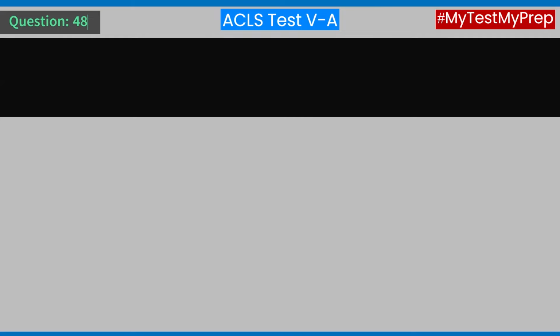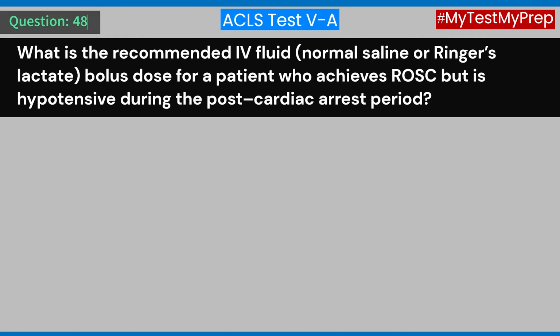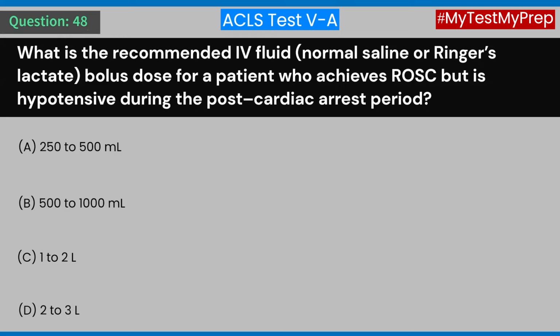Question 48. What is the recommended IV fluid, normal saline or Ringer's lactate, bolus dose for a patient who achieves ROSC but is hypotensive during the post-cardiac arrest period? A. 250 to 500 milliliters. B. 500 to 1000 milliliters. C. 1 to 2 L. D. 2 to 3 L. Answer: C. 1 to 2 L.